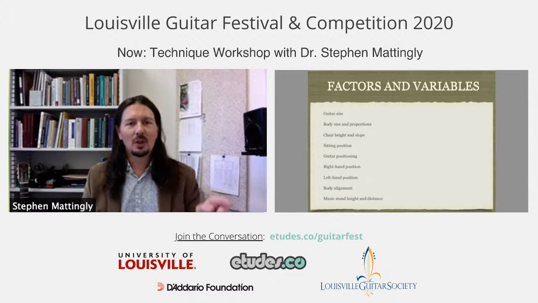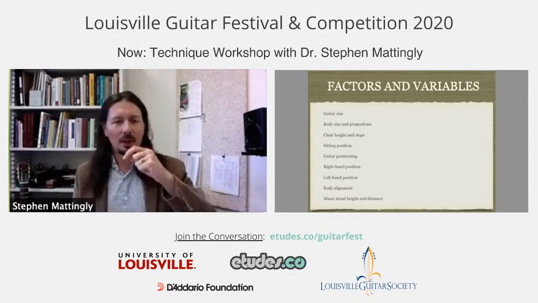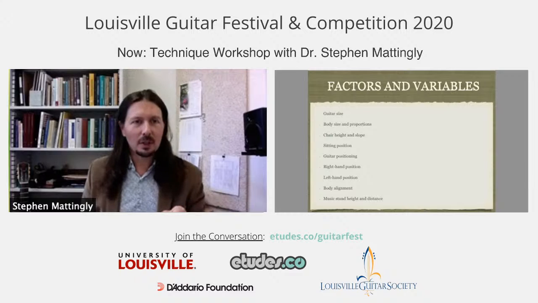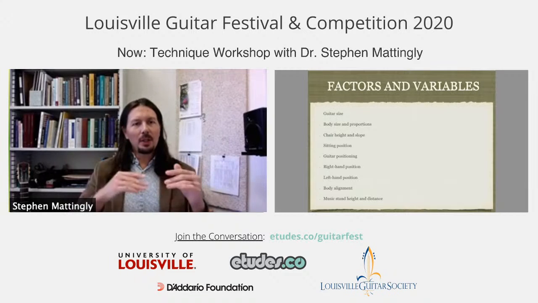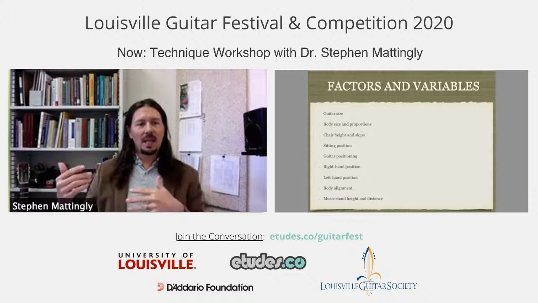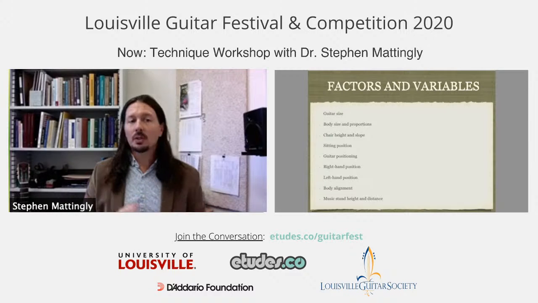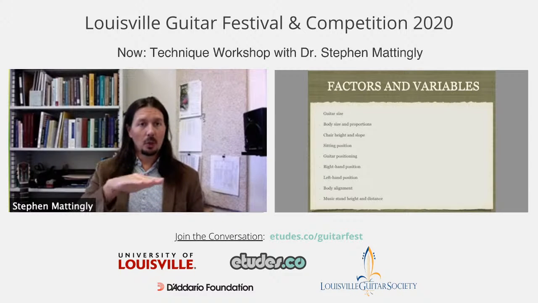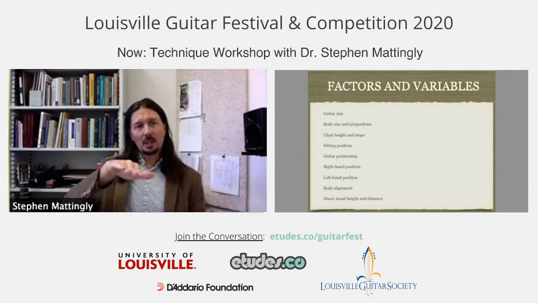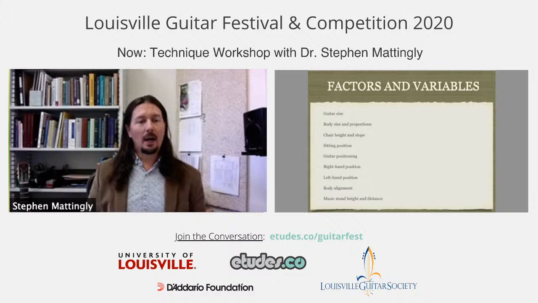So if we can just go back to the previous slide, a couple of things on there I wanted to make sure to mention. When we choose a guitar size, we want to take into account the student's body size and proportions. And then we also need to think about the chair height and its slope. So which way the chair's seat may slope, forward or back. It makes a big difference.